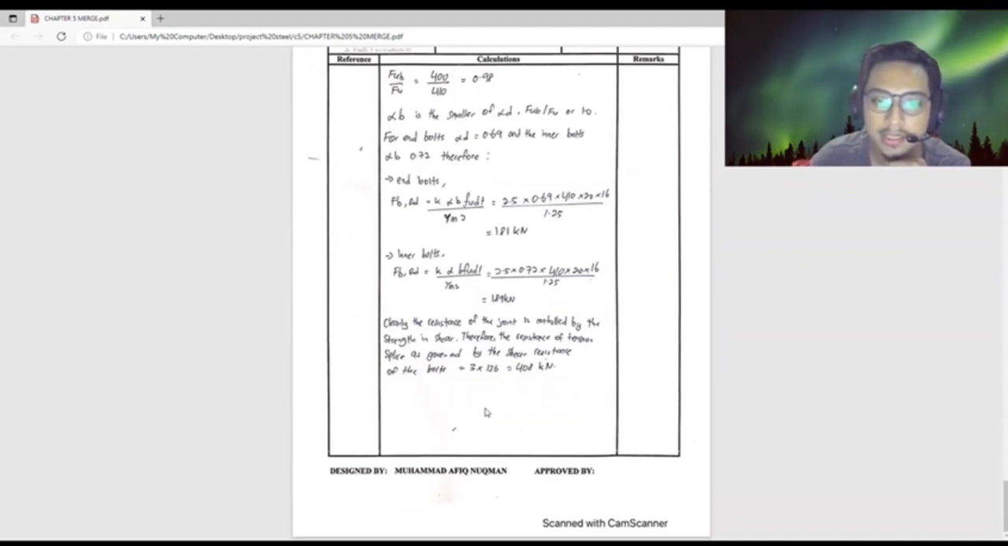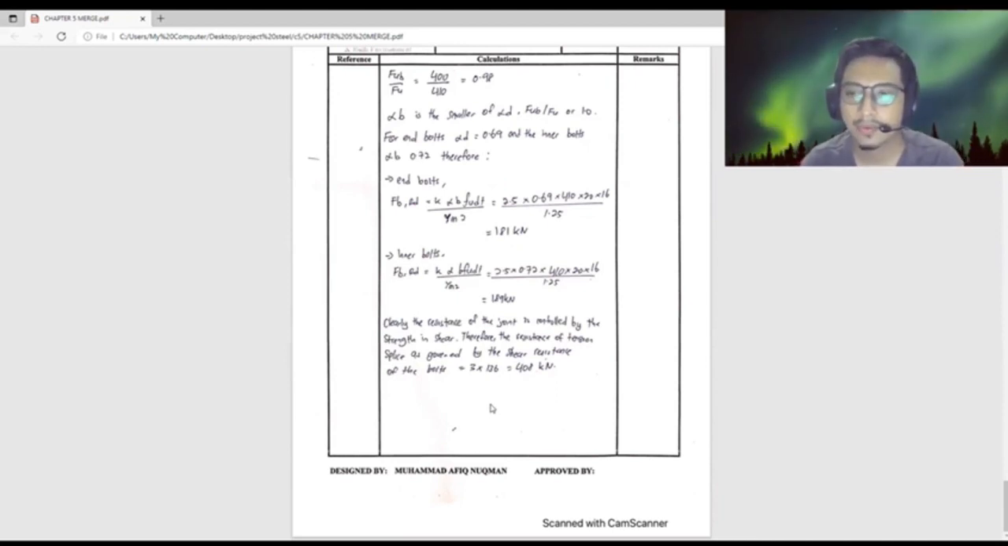It's clear the resistance of the joint is controlled by the strength in shear. Therefore, the resistance of the tension splice governed by the shear resistance of the bolt is 408 kilonewton. Okay, that's all from me. Thank you.